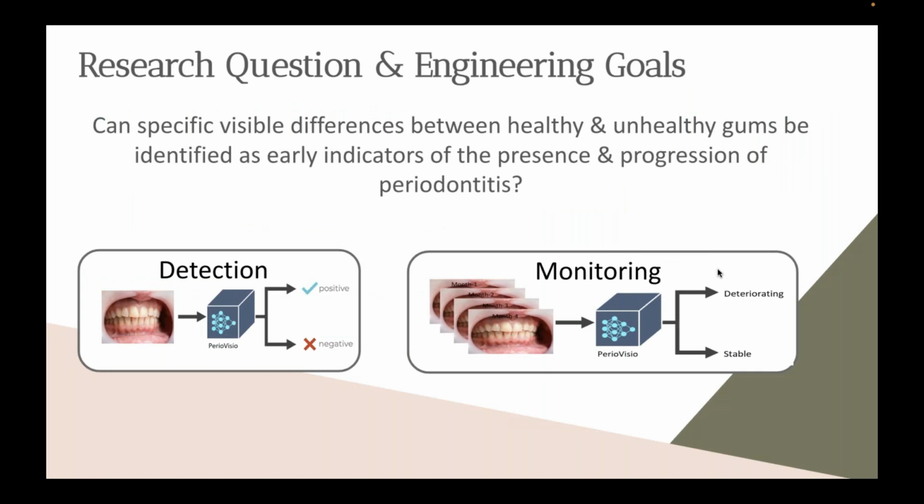So my main question when designing this was, can I use specific visible differences between healthy and unhealthy gums as early indicators for the presence and progression of periodontitis? Currently, I've only implemented the detection stage, but in the future, I want to implement monitoring. For detection, the user is going to import an image into Perio Vision, to which it'll tell them if they have positive periodontitis or negative. For monitoring, they're going to put images over a span of many months, to which Perio Vision will tell them if their periodontitis is deteriorating or if it's stable.